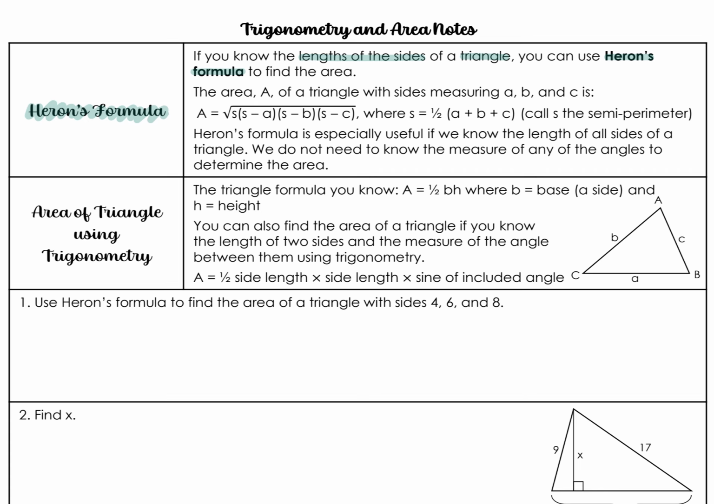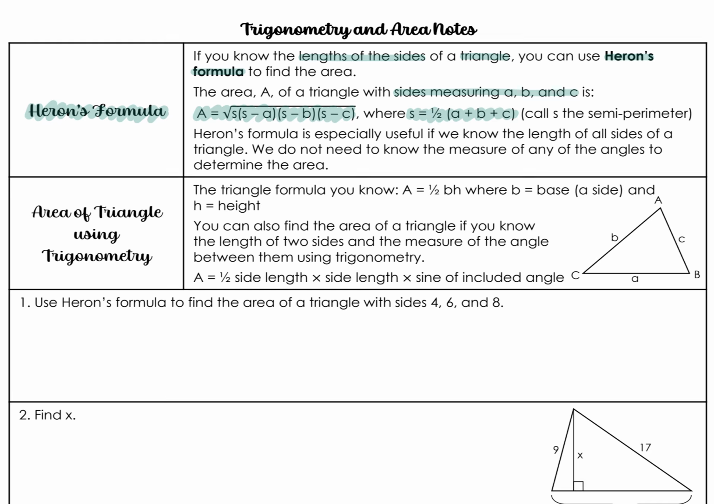So the area, capital A, of a triangle with sides measuring a, b, and c is equal to the square root of s times s minus a times s minus b times s minus c. Well, you might ask, what is s? It's going to be 1/2 of a plus b plus c, and we call s our semi-perimeter.